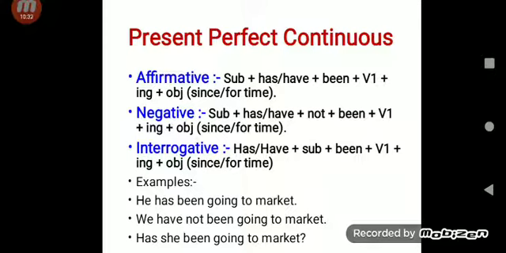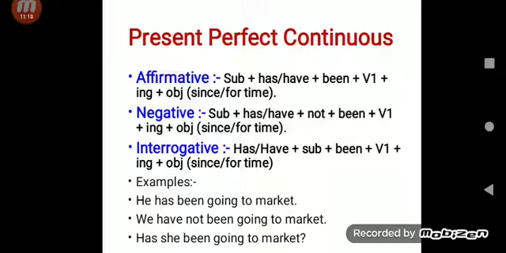Affirmative: subject plus has/have plus been plus verb's first form plus ing plus object and then since/for time. Now negative: subject plus has/have plus not plus been plus verb's first form plus ing plus object then since/for time. Interrogative: has/have plus subject plus been plus verb's first form plus ing plus object then since/for time.